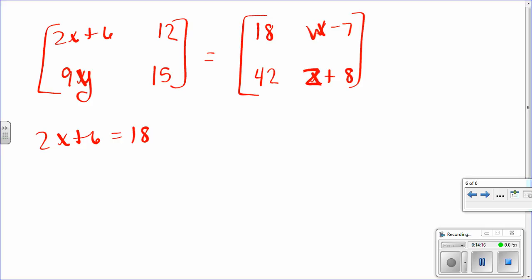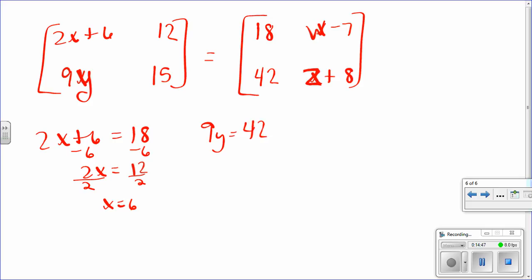How do I solve this? It's a two-step equation. How do I solve this? Subtract 6. Thank you for saving the entire class. So that's 12. And then what happens? Divide by 2. X is 6. Now let's solve for y. What is 9y equal? 42. And let's solve that.